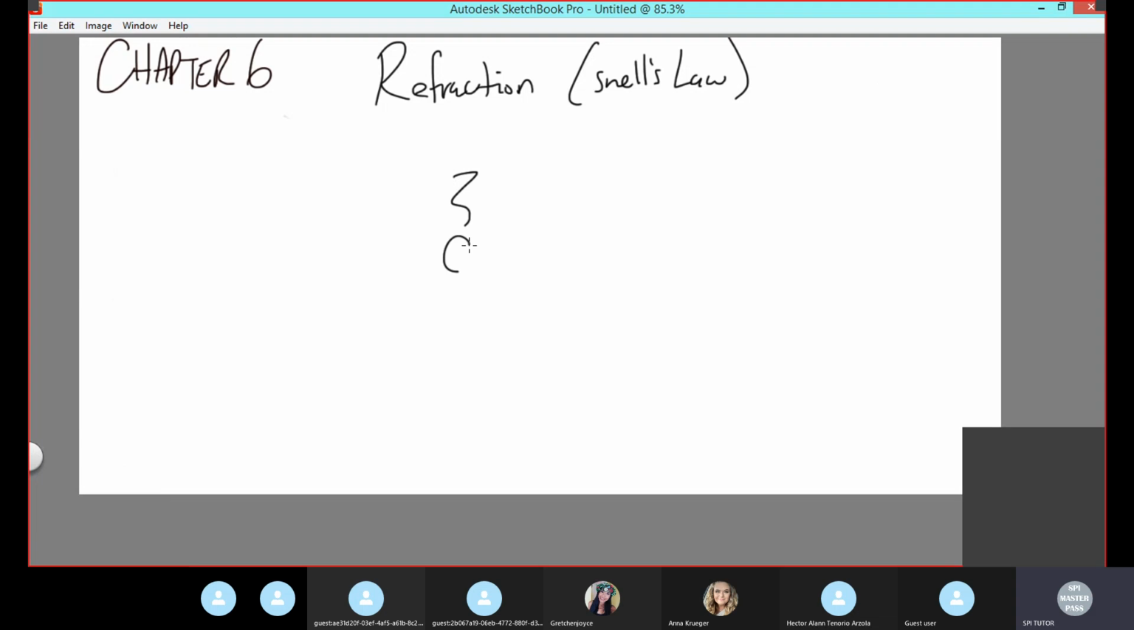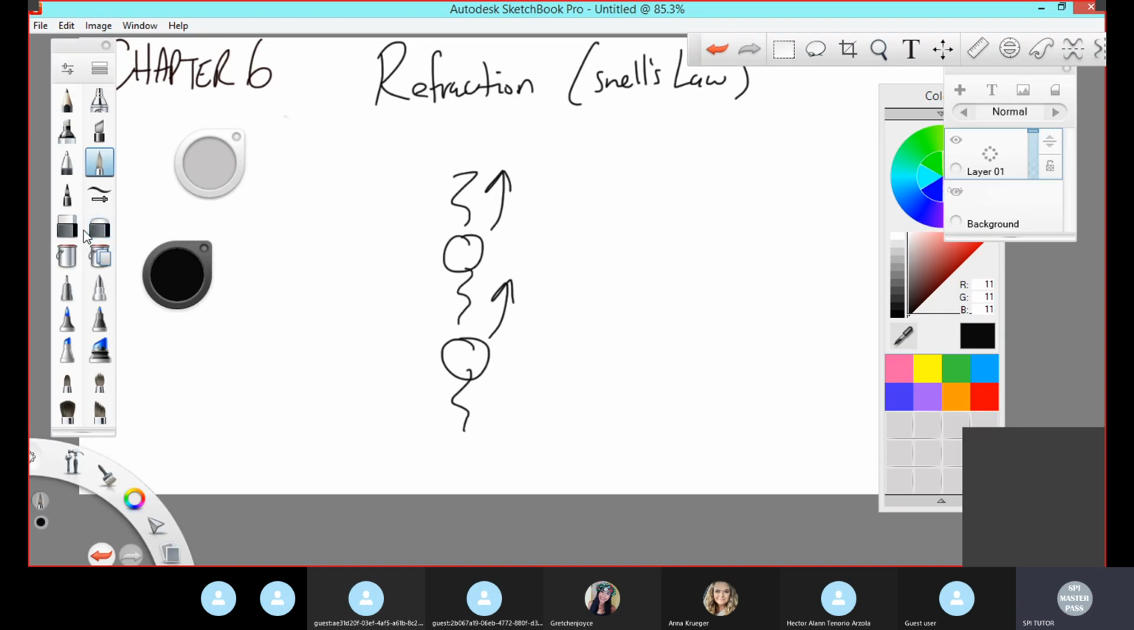You send out a wave, here's a tissue, it creates a reflection, and the wave keeps going. Here's another tissue, creates a reflection, and the wave keeps going. Okay, that's what pretty much happens in ultrasound.